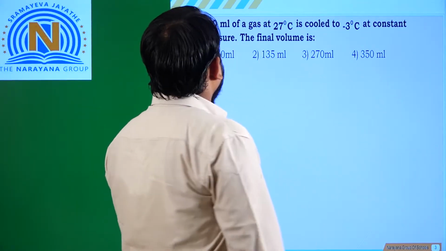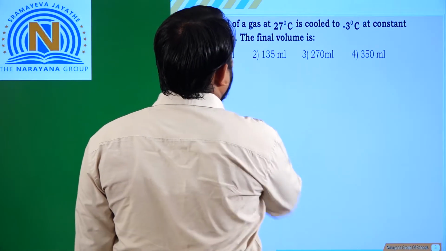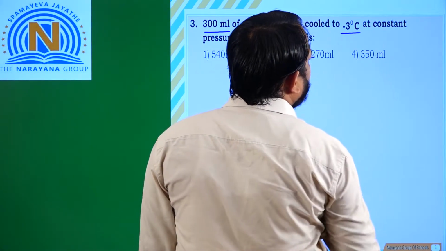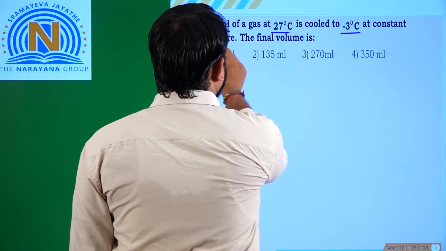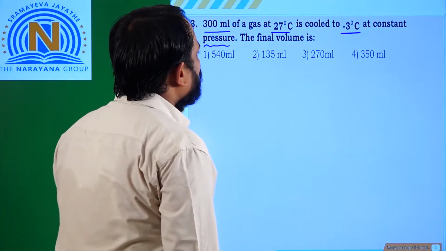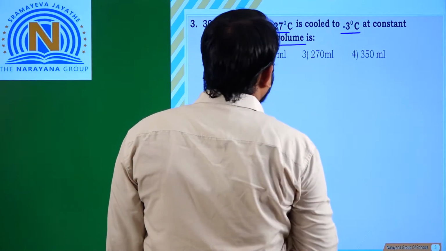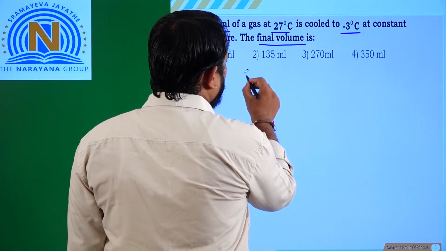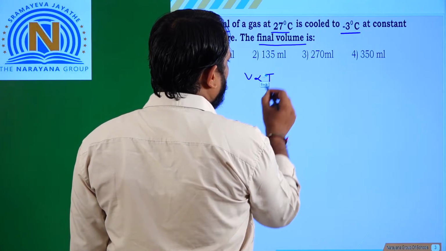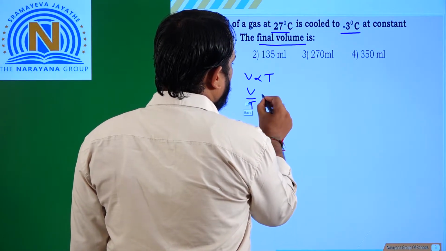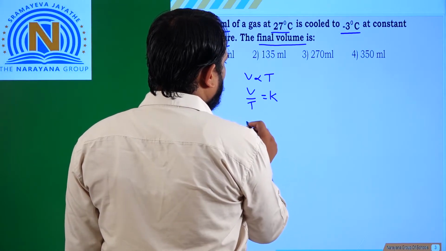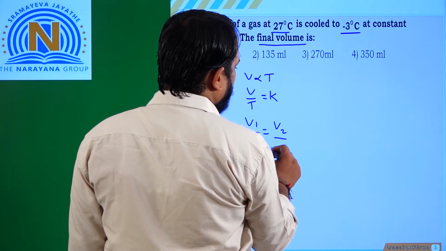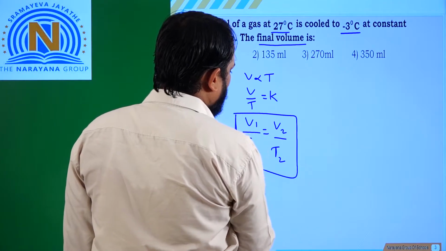So here, 300 ml of a gas at 27 degrees Celsius is cooled to minus 3 degrees Celsius at constant pressure. So constant pressure means which law is it? Charles law. So the final volume we should find. According to Charles law, at constant pressure V is directly proportional to absolute temperature. V by T is equal to constant. So when we apply it to the two gases, V1 by T1 is equal to V2 by T2. So this is the formula. Here I am going to apply.